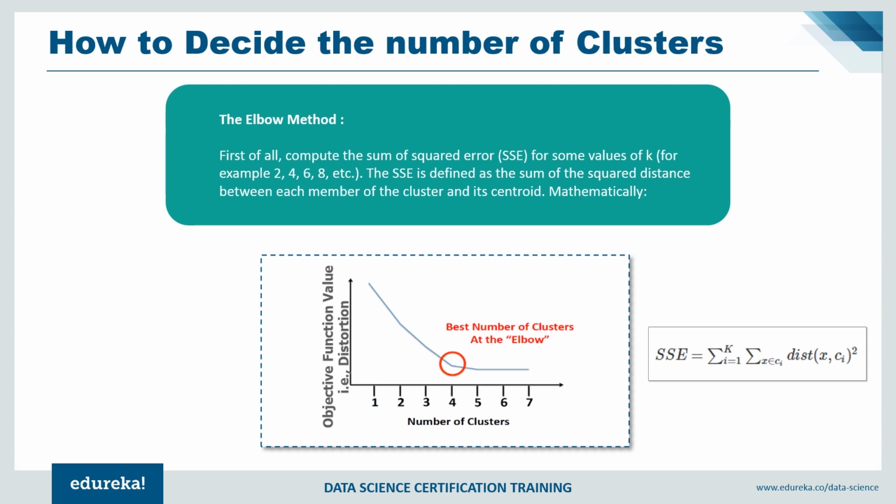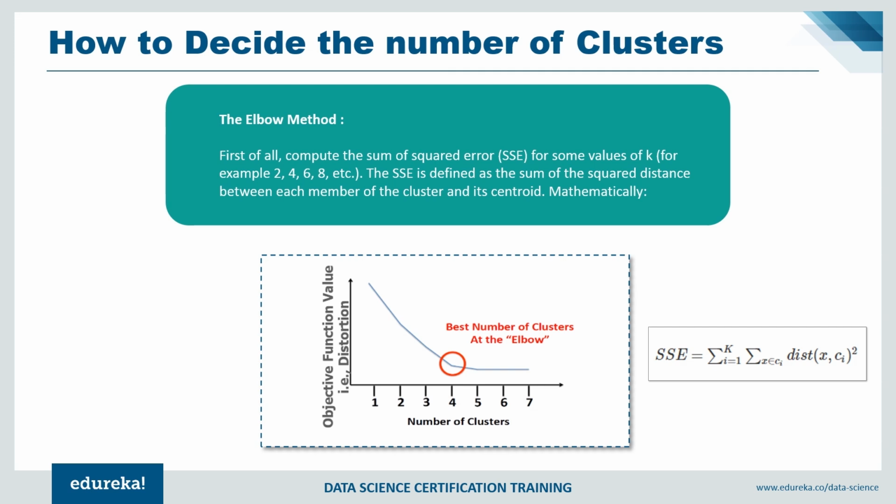So an important part here is to understand how to decide the value of k, or the number of clusters, because it does not make any sense if you do not know how many clusters you're going to make. So to decide the number of clusters, we have the elbow method. First of all, compute the sum squared error, which is the SSE, for some values of k, for example let's take 2, 4, 6, and 8. Now the SSE is defined as the sum of the squared distance between each member of the cluster and its centroid. Mathematically, it is given by the equation which is provided here.